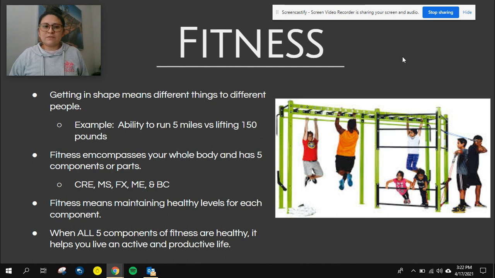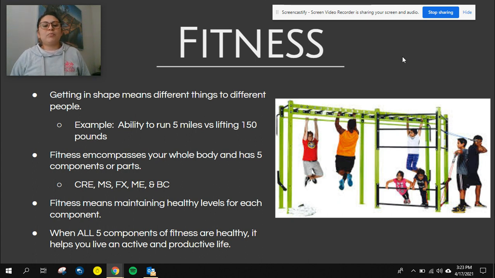So remember, we asked, what is fitness, right? Fitness is being able to maintain healthy levels of those five health-related components. What does it mean to be fit? Well, it means that everybody has their own type of fit, right? You can do something that another person can't do. And why is it important? Well, we'll go into that in just a moment.